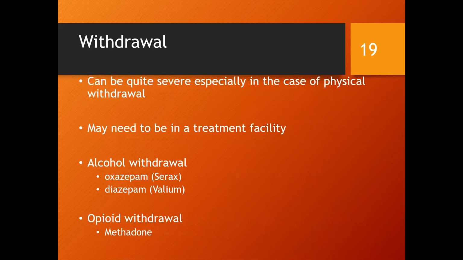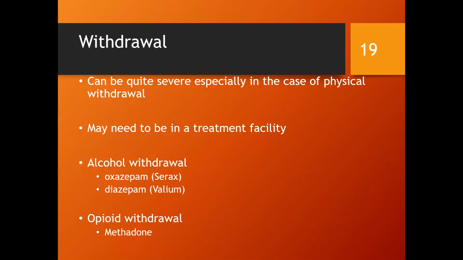Withdrawal. It can be quite severe, especially in the case of physical withdrawal, as we talked about with some of those side effects. You may need to be in a treatment facility, in the hospital or a specialty facility, for some of those physical characteristics. It can also lead to seizures. That's why when people go through withdrawals, a lot of times, if it's something they've been on at high doses, they have to be hospitalized in order to take care of those side effects. Not only can you have seizures, but it can also lead to death, especially if they're not in the hospital.